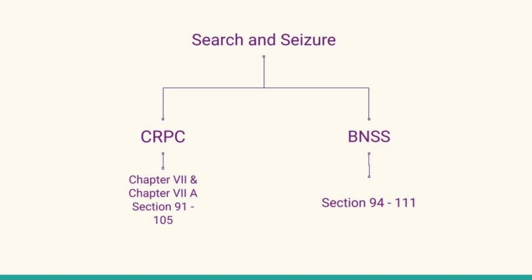CrPC Chapter 7 deals with search and seizure. It has also inserted a new chapter called Chapter 7A. So, therefore, it roughly starts from Section 91 and ends at 105 and 105B of the CrPC. On the other hand, this Sanhita's provisions relating to search and seizure start from Section 94 and end at approximately around Section 110 and 111. So, these are the small differences.